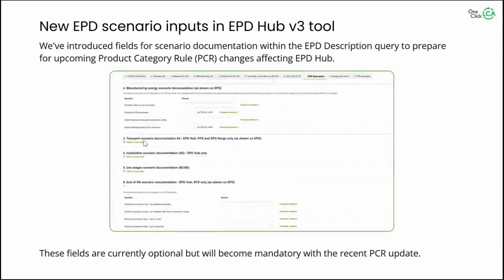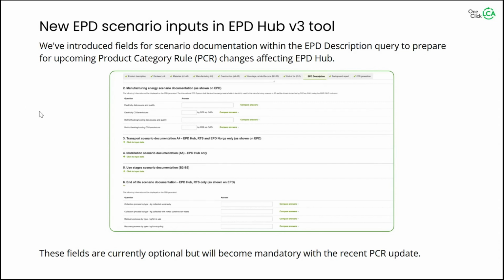Another change that you may have noticed in the last few weeks was that we added new EPD scenario inputs. This is specifically in the EPD Hub version 3 tool. The reason we did this is in line with the PCR change for EPD Hub, which I'll talk about a little bit later as well. Their PCR has been updated, and it requests additional information on the scenarios that you've modeled in the LCA. So in line with that, we have updated the software.